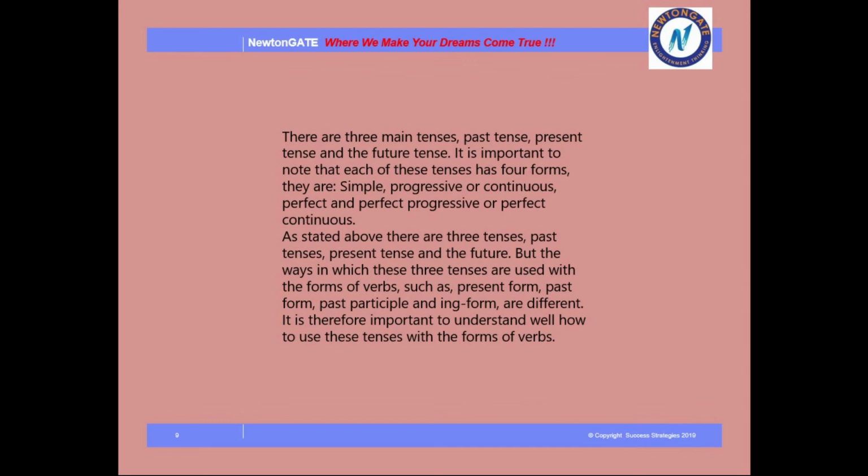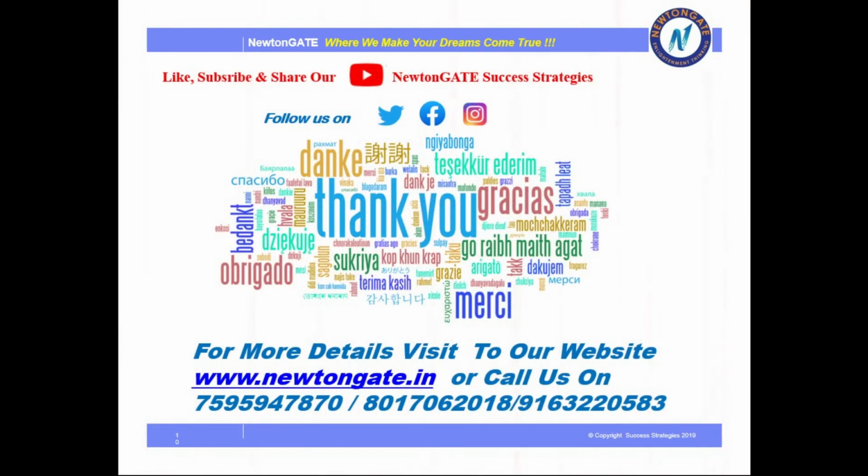As stated above, there are three tenses: past tense, present tense and future tense. But the ways in which these three tenses are used with the forms of the verb, such as the present form, past participle and ing form, are different. It is therefore important to understand well how to use these tenses with the forms of verbs.